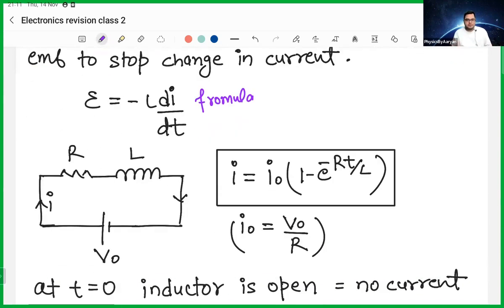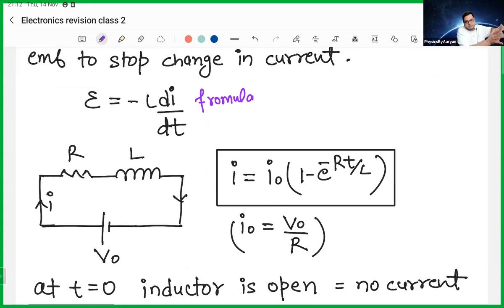What will happen in an RL circuit? Now you don't have an RC circuit, you have an RL circuit. One is R, one is L. You connect it to the battery, and what will happen? What will happen in a capacitor? In a capacitor, charge increases, current decreases.